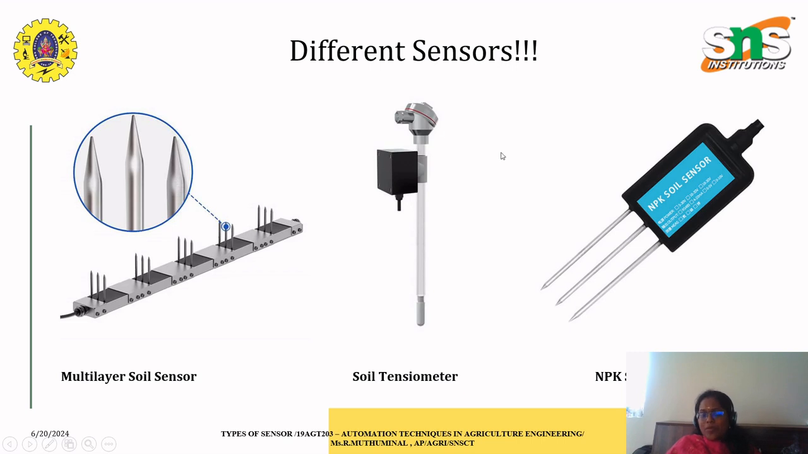This is a soil tensiometer which we have in our lab. Here we measure the pressure and then convert it into soil moisture. This is an NPK soil sensor, which identifies the nitrogen, phosphorus and potassium available for the good growth of the crop. These NPK nutrients are very essential to maintain, as they lead to very good quality. That is why the NPK soil sensor is available separately.